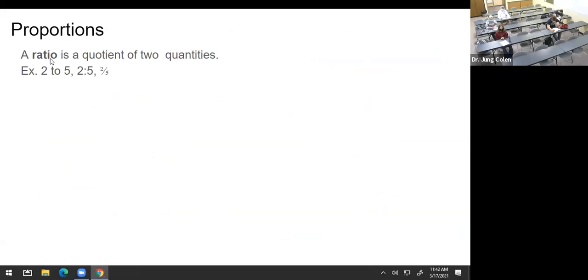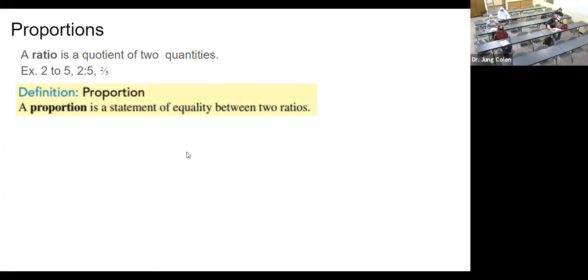All right, so let's look at the proportion. I briefly talked about the ratio in the quotient, right? Remember ratio, quotient. So ratio is a quotient of two quantities. For example, 2 to 5, you can write it 2 to 5 using this symbol, or the same as 2 over 5, right? Rational numbers are the numbers that you can write as a fraction. If you can write a number as a fraction, it's called a rational number because you can make the ratio.